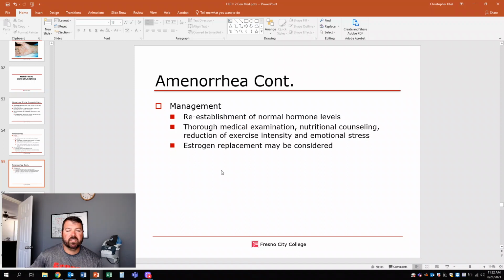Management, okay, obviously, see your doctor about everything for a good evaluation. Nutrition is also really important for this. Reduction of exercise intensity and emotional stress may be needed. Estrogen replacement may be considered as one of the treatments.